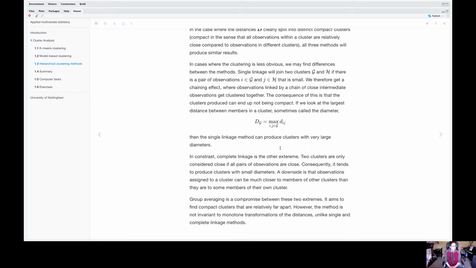Group averaging, in some sense, is an intermediate point between nearest neighbour clustering, single linkage, and furthest member clustering, complete linkage. It tries to take the average distance between the two clusters. But the problem with group averaging is that the method isn't invariant to transformation of the distances. So the point I'm trying to make is that there's no perfect method here. There are lots of arguments in favour of each method, and it comes down to a subjective opinion in each case, given what we know about the problem.